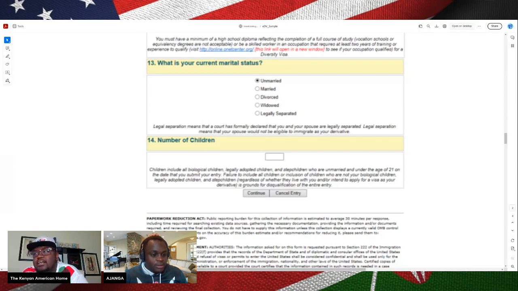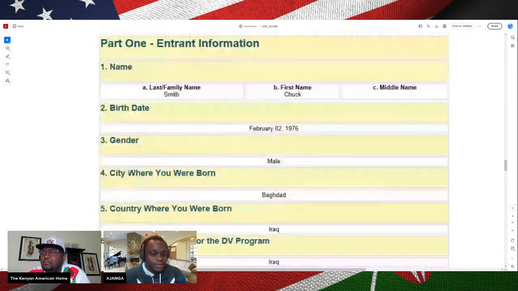Actually, they say it here. Legal separation means that a court has formally declared that you and your spouse are legally separated. Legal separation means that your spouse would not be eligible to immigrate as your derivative. So you've gone to court. It's not the same thing as people who are just separated. People who are separated and still married would still put married. If you just have disagreements, you can still do your stuff, but if you have a court order, then that is legally separated.